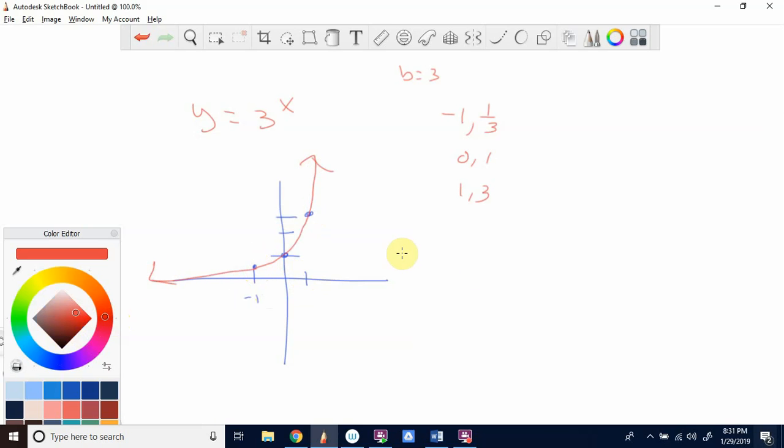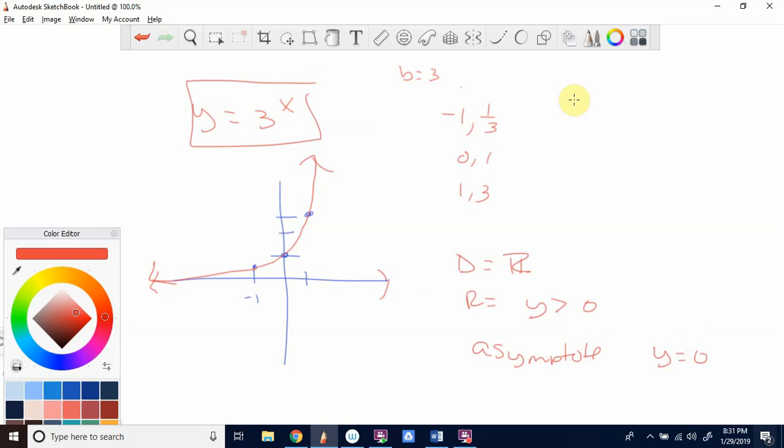And it's going to approach this asymptote. So the domain is still going to be all reals, and the range is going to be y greater than 0. And the asymptote, which they don't ask for, but I'm going to ask for it, so you need to know this, is going to be y equals 0. It's the x-axis.